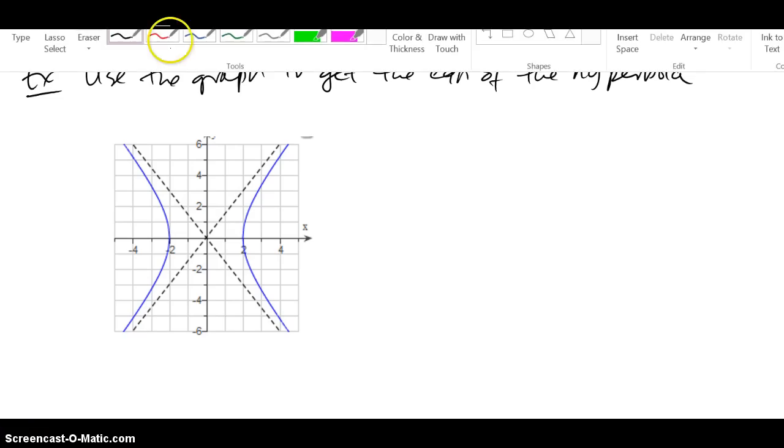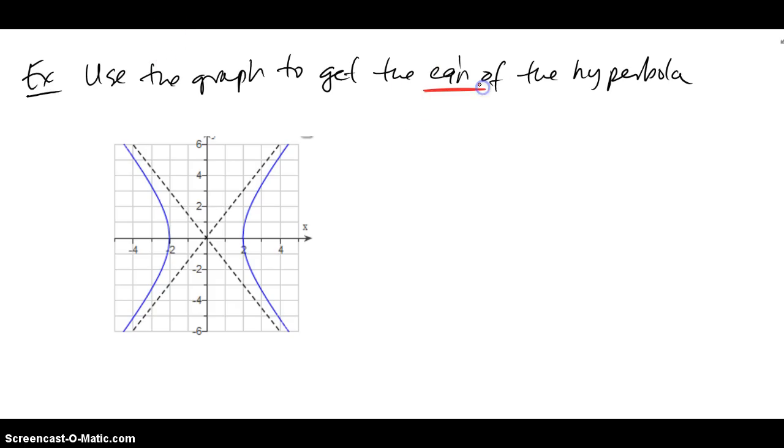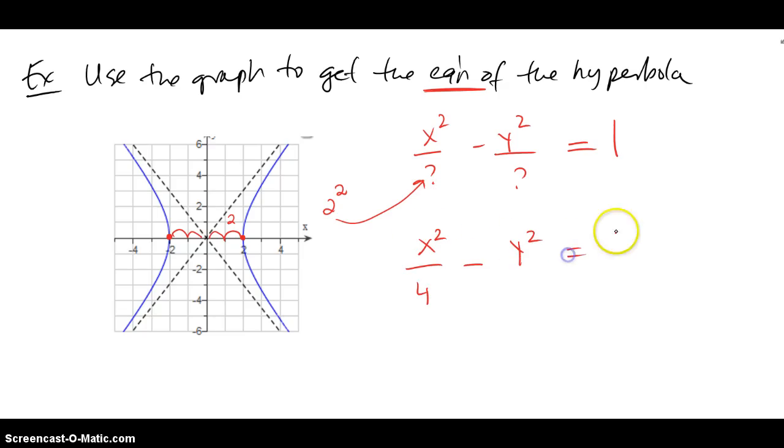Okay, it says let's use the graph to find the equation of the hyperbola. So I know it has these 2 x-intercepts, meaning it must start with an x squared to be able to have x-intercepts. I just have to figure out what things to find to square to put under there. Again, x-intercepts, it must start with an x squared. Well, I know I've taken 2 steps to the right and 2 steps to the left, so 2 squared goes under the x's. So far we're good with the first piece.